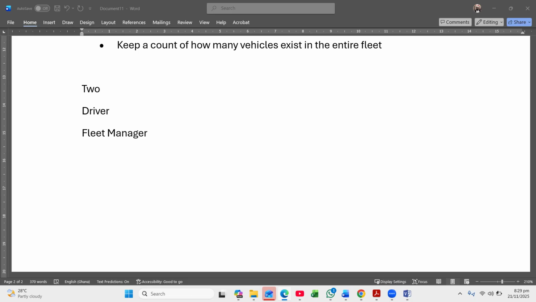The driver is going to enter the mileage, or let's use the word update mileage. Finish.